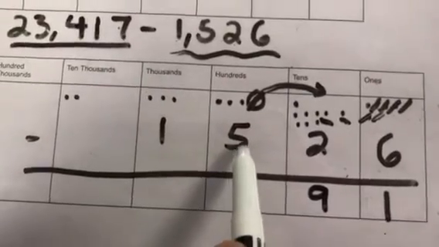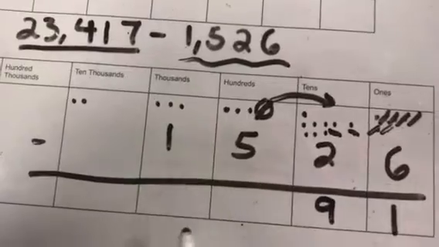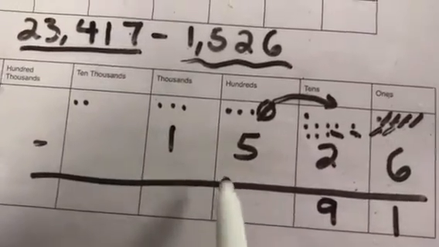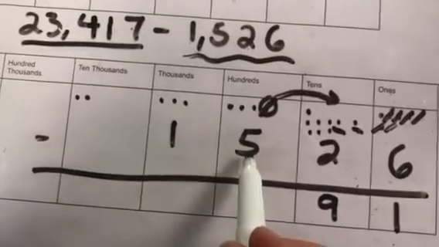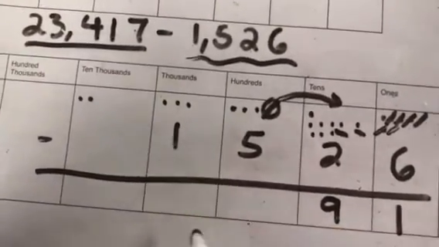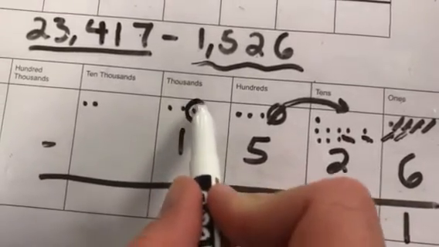Now I need to take away 5 hundreds. But if I come up here, I only have 3 hundreds to take away. I can only cross off 3. That's not enough. I need to take 5 because I have 5 hundreds to remove. So what do I need to do? I need to unbundle from the thousands.